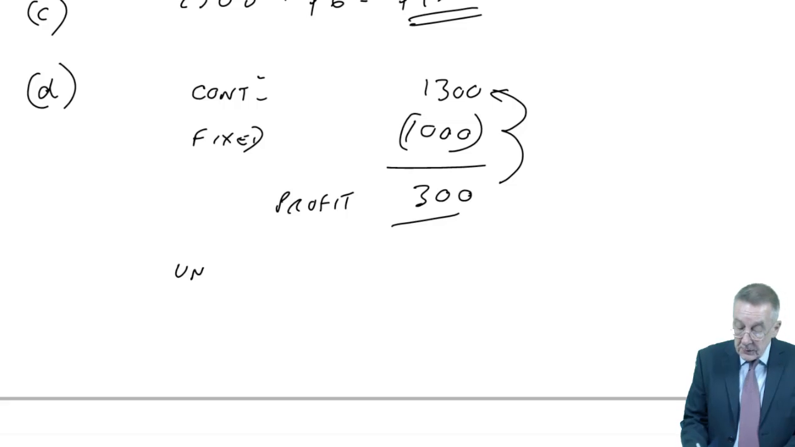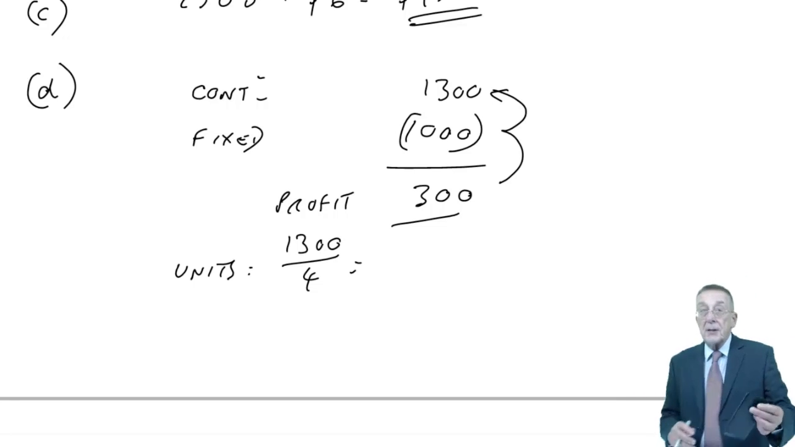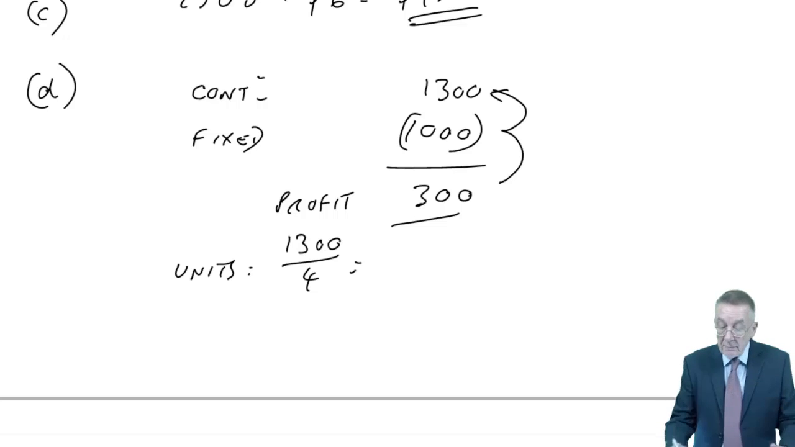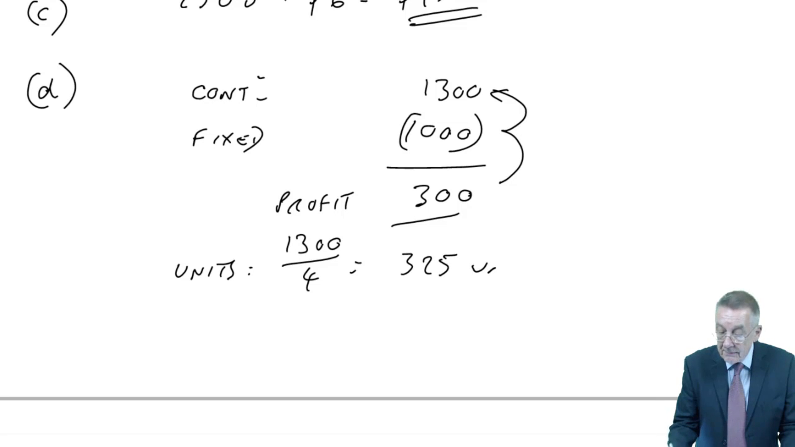The number of units we need to sell. We want 1,300 contribution. Each unit's giving $4. And so we need to be selling 325 units.